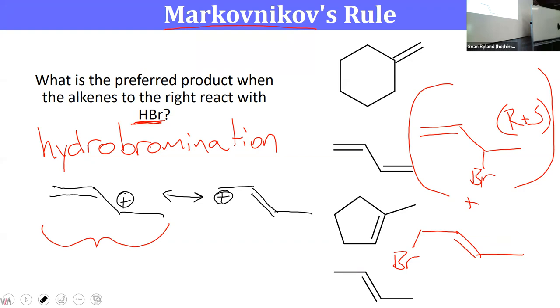If you have two equivalents of HBr, it happens twice. You break both pi bonds, and you do it sequentially too. So you wind up probably with 2,3-dibromobutane as your major product, with a significant amount of 1,3-dibromobutane, because of this.